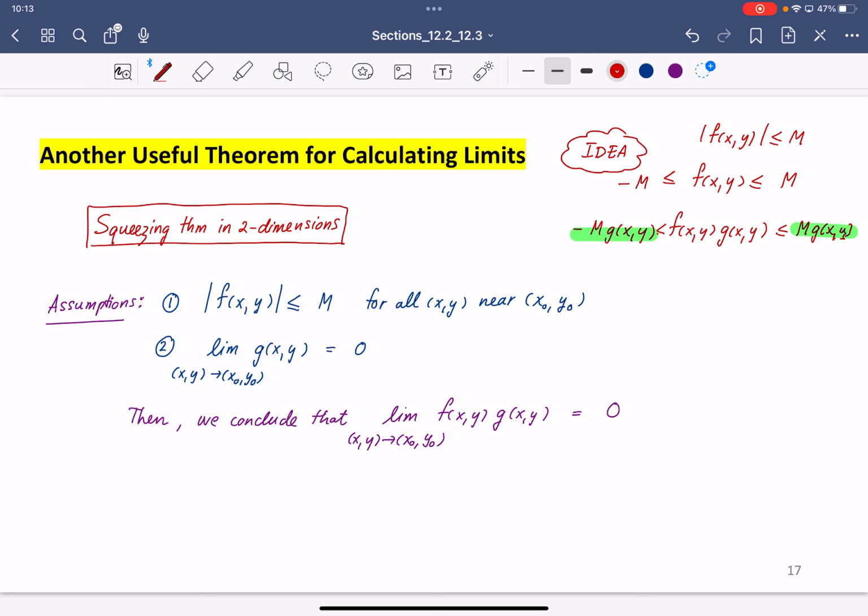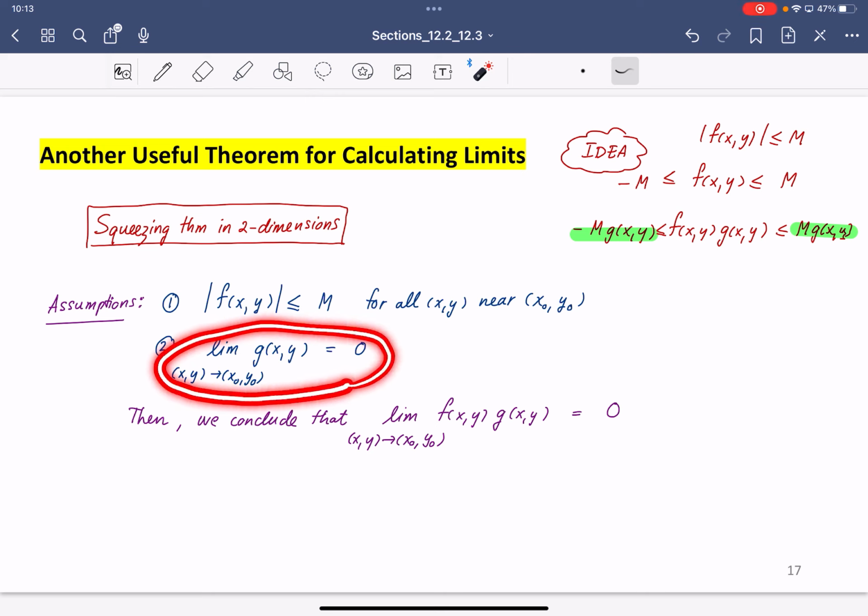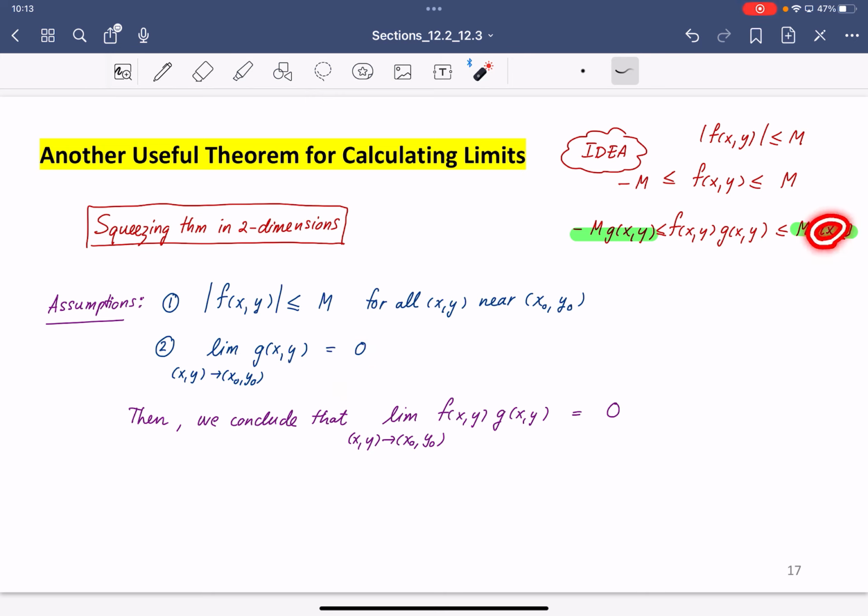This is less than or equal to, okay? So the two functions I highlight in green go to the same number, so it means the middle one is going to go to that number too, right? From the squeezing theorem, if we have the condition that the limit of g equals 0, this is actually 0, and it's going to force the limit of f times g to be 0.